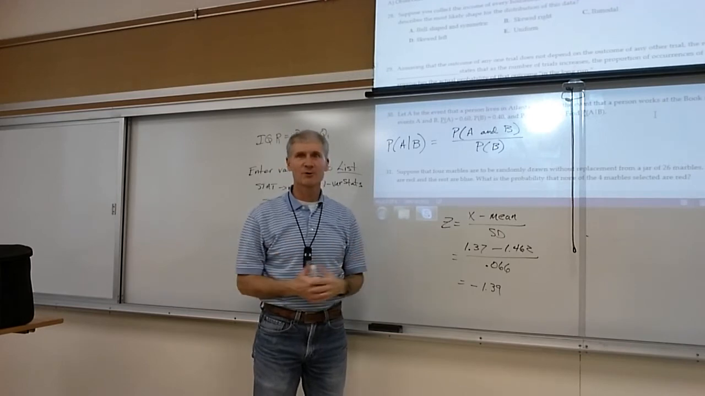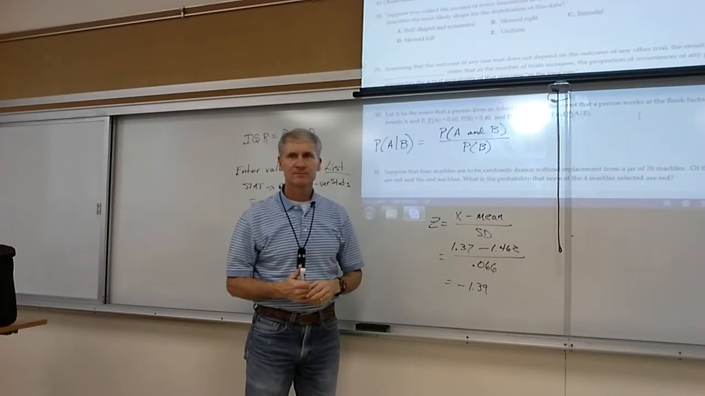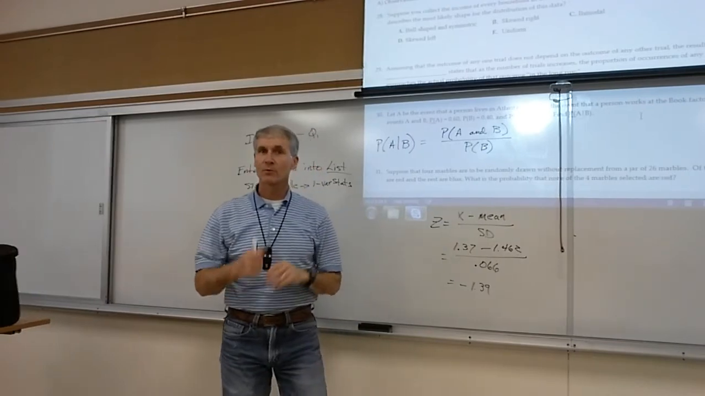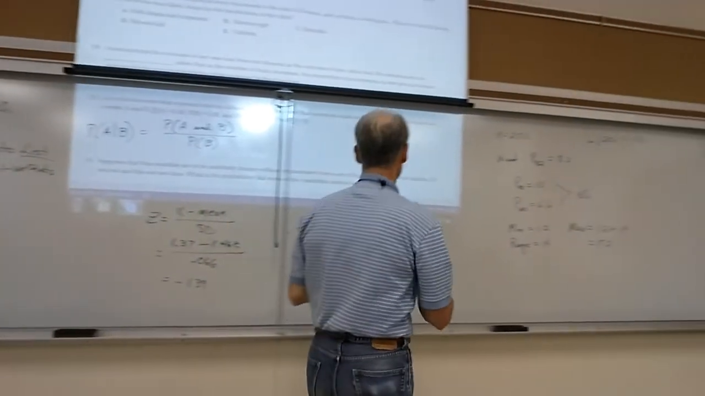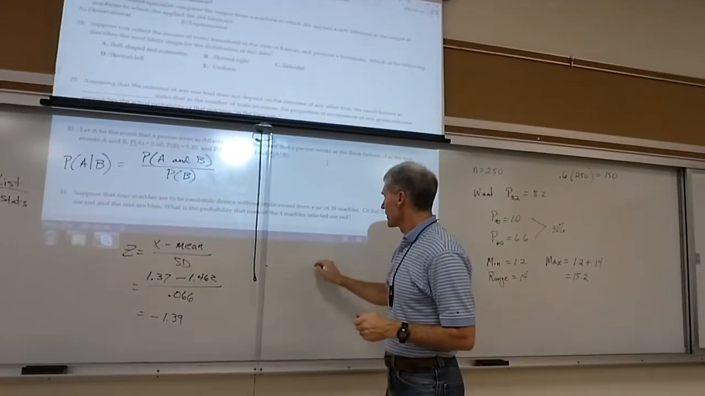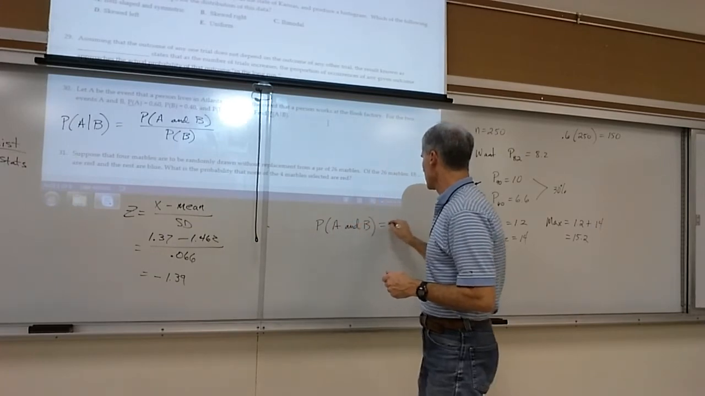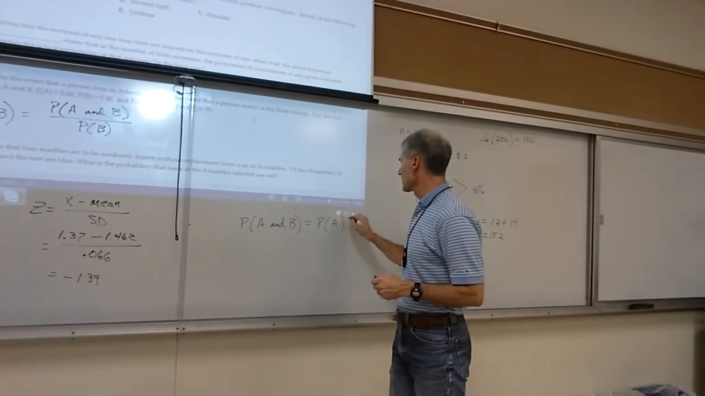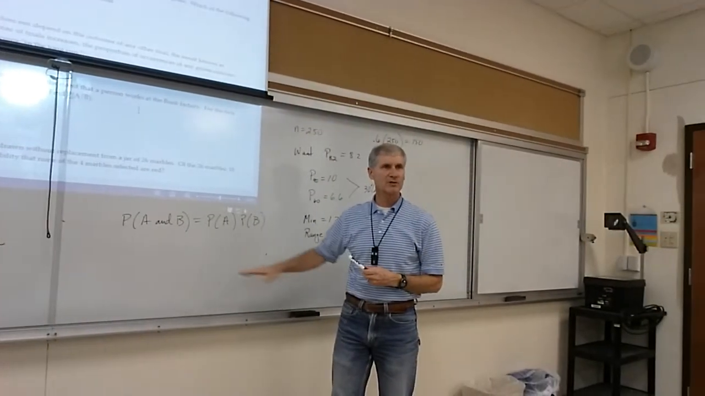I just need another rule. What's the probability of A and B? What rule do you use to do an AND? Multiplication rule. So A and B is probability of A times probability of B, right? Isn't that the multiplication rule?